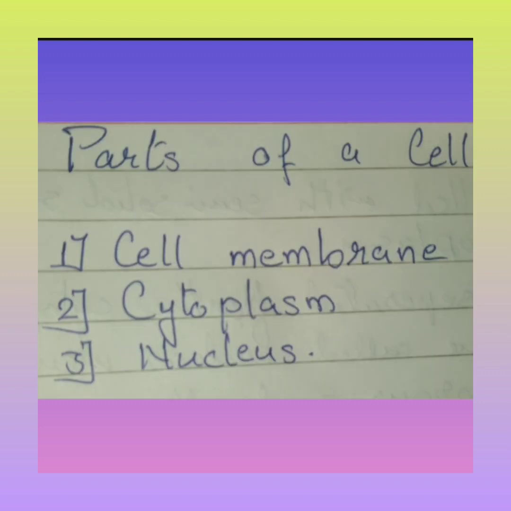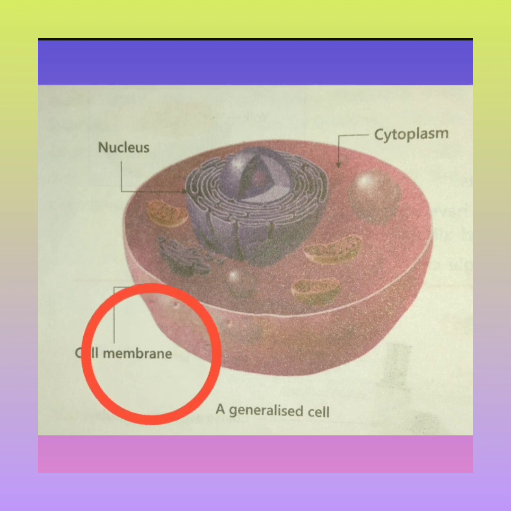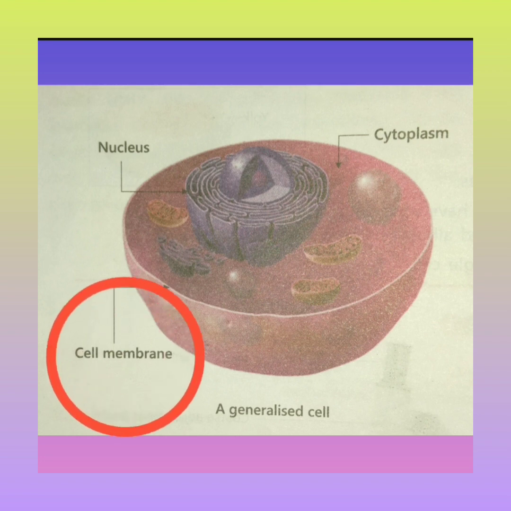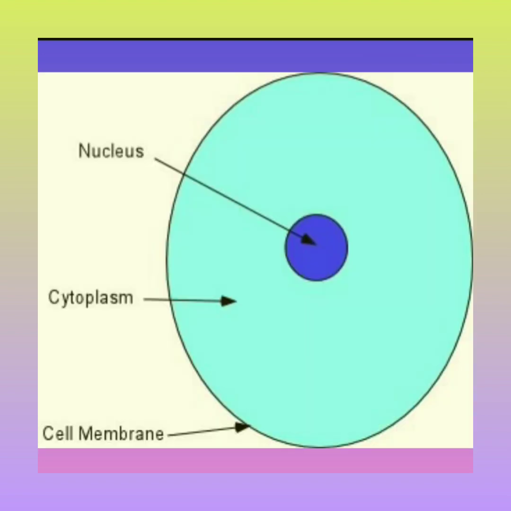Let's see the main parts of the cell. These are cell membrane, cytoplasm, nucleus. You can see here the structure of a generalized cell: cell membrane, nucleus, cytoplasm. You can see the structure here in the simple form: cell membrane, cytoplasm and nucleus at the center.